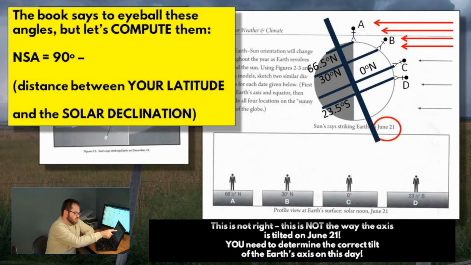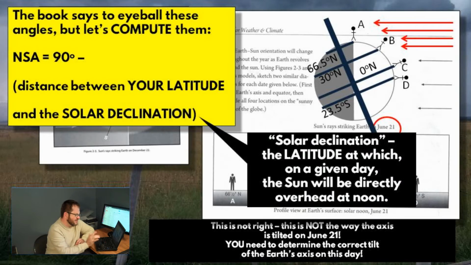So instead of just eyeballing how high above the horizon the sun is at location A, B, C, and D, we're going to actually compute it, because you have to do that later on in this lab activity anyway, so let's just do it. To compute the noon sun angle, which I'm labeling here NSA, it's just, in words, 90 degrees minus the distance between your latitude and the latitude of the solar declination. If you've forgotten that vocabulary term from the book, solar declination is the latitude at which, on any given day, the sun is directly overhead at noon. It's the location that moves north and south over the course of the year, and it's the spot where, today, the sun will be directly overhead at noon.